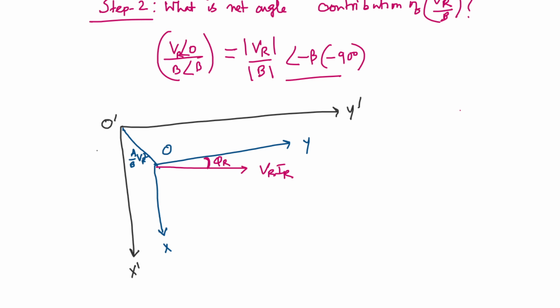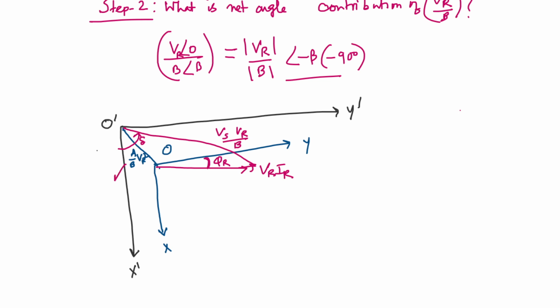And the summation of these two will be VS VR by B. So let me figure out these angles. This angle should be delta, because this is the angle between VS and VR.